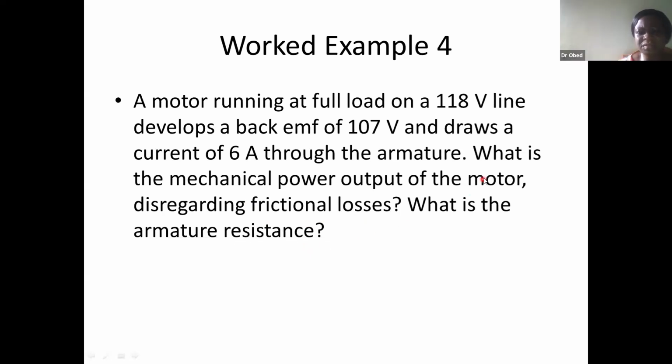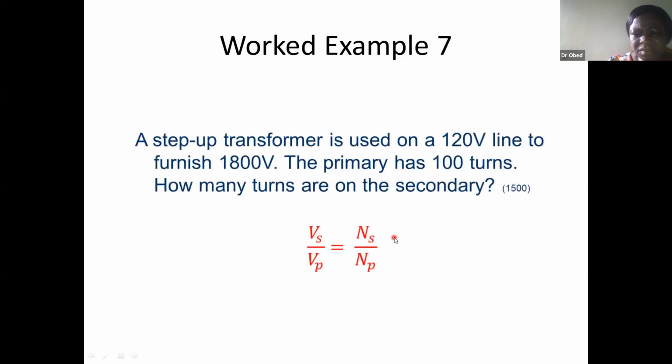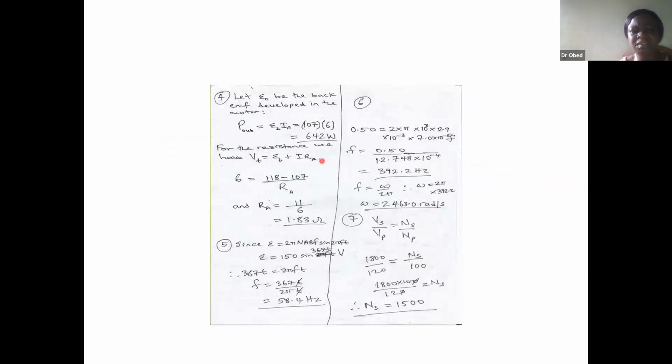So there are 2 questions here: the mechanical power output of the motor and the armature resistance. So let's go and find out the formula to use in this case.